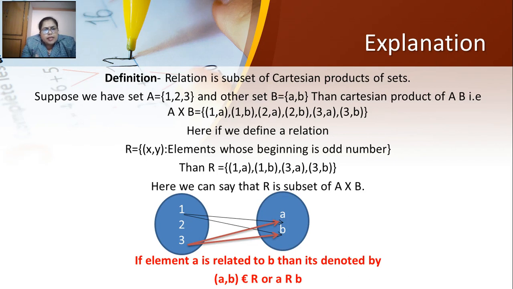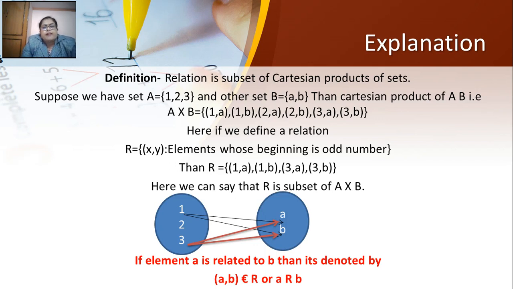Then the first element of set A and the second element of set B means 1b. Then the second element of set A and the first element of set B is 2a, and the second element of set A and the second element of set B is 2b, and the third element of set A and the first element of set B is 3a, and the third element of set A and the second element of set B is 3b.